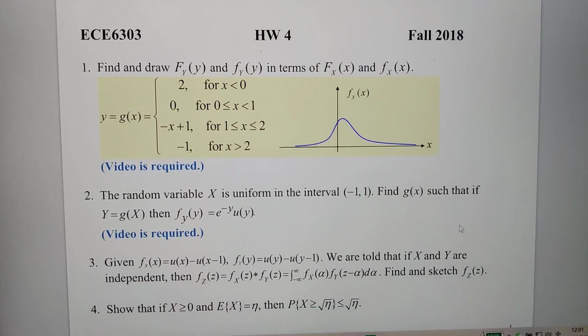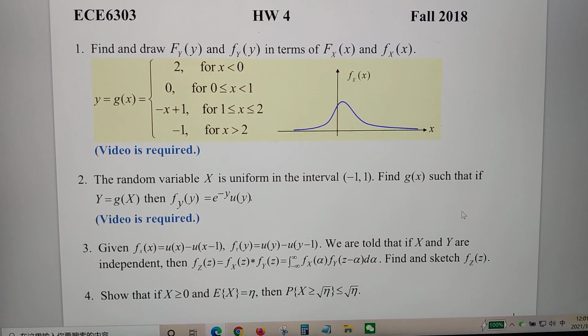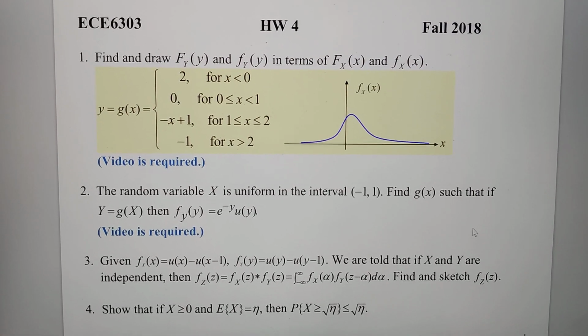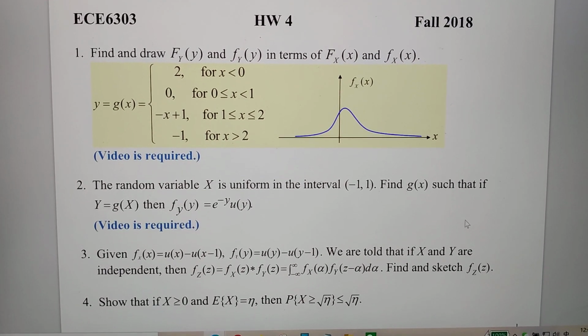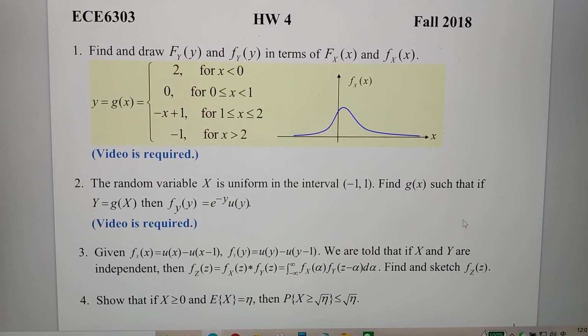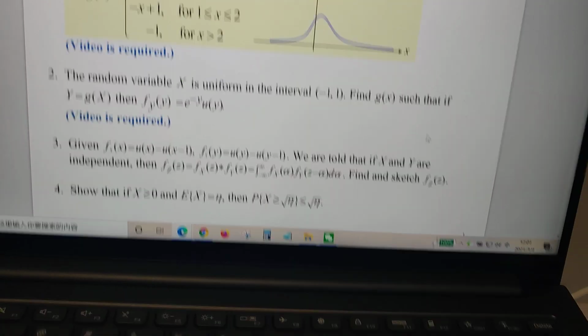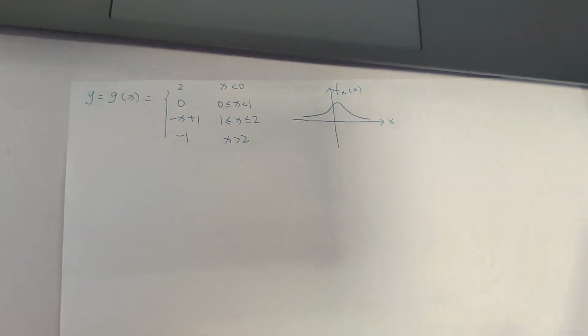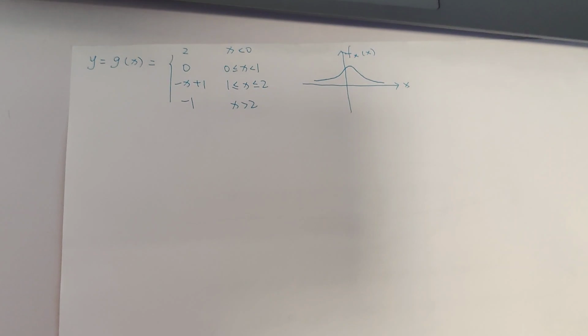Here is the question. We know y equals g(x), equal to this expression. We want to find the density function and distribution function of y. Here is g(x). So first, we can draw the picture of y.